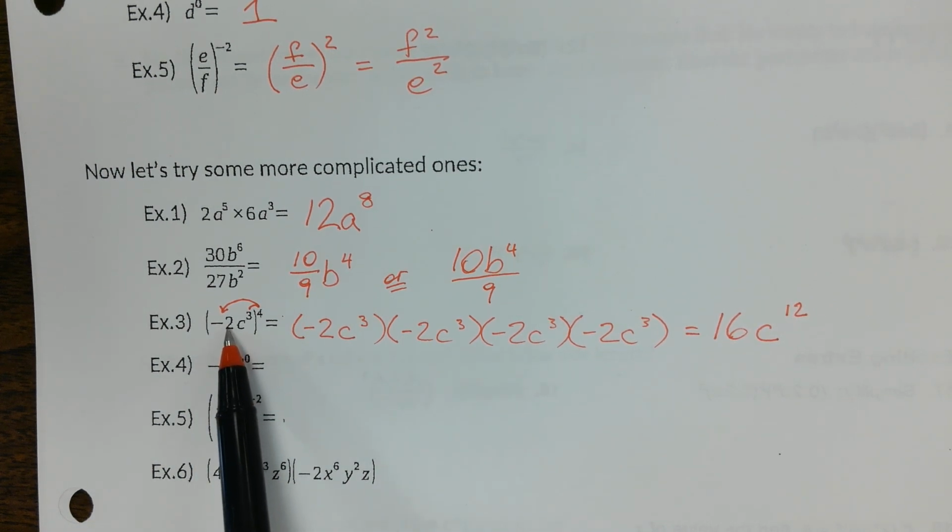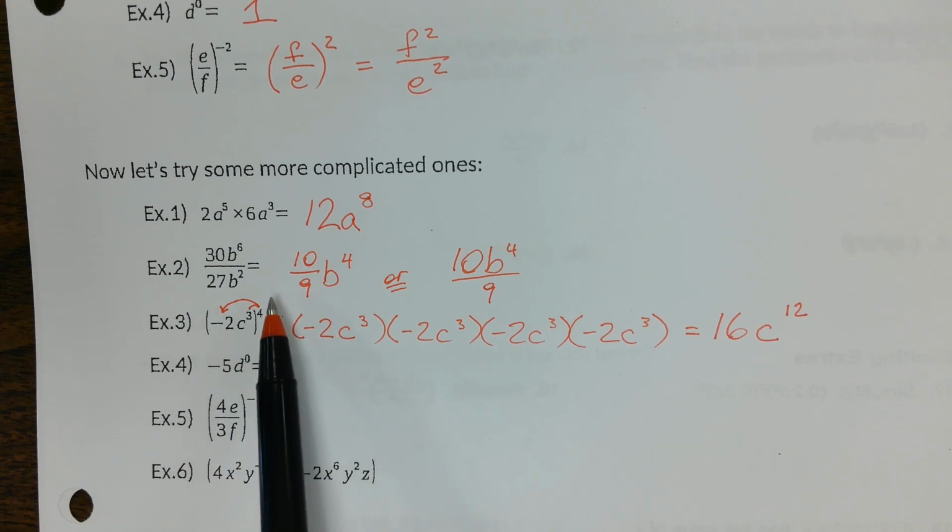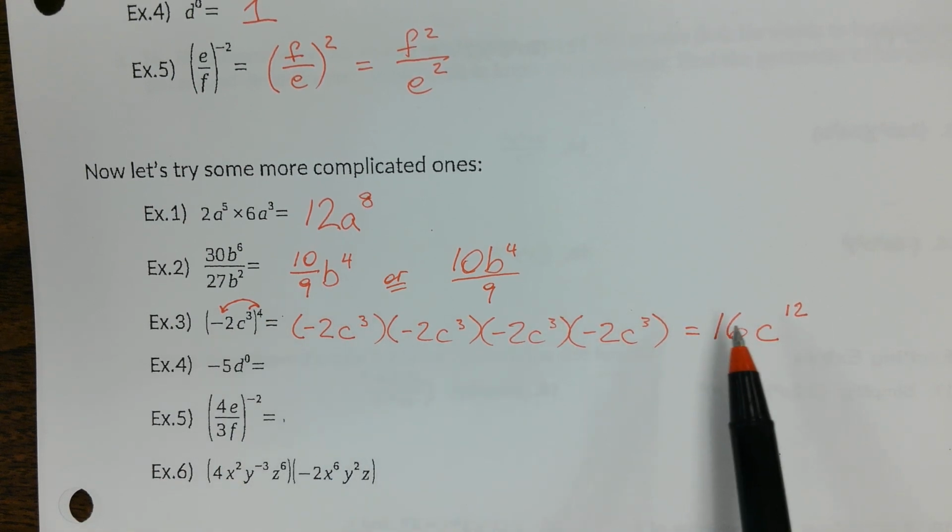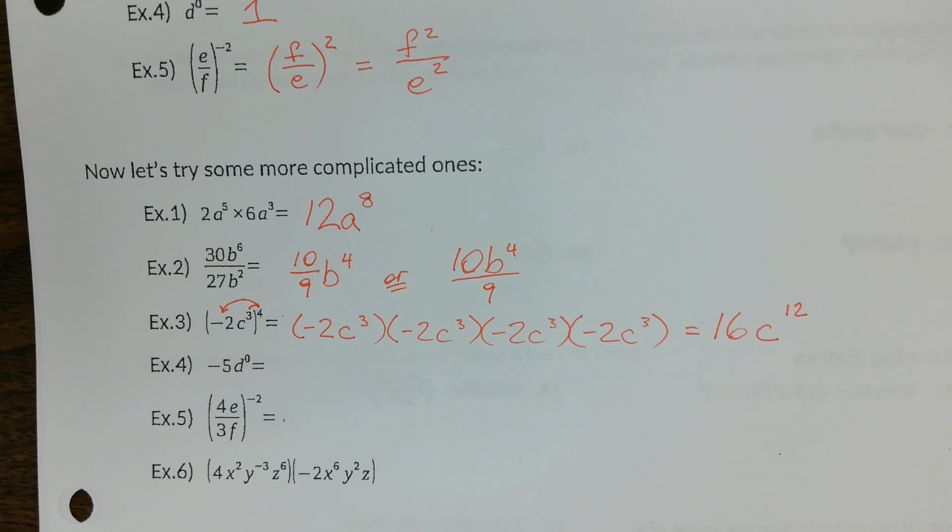Alternatively, you can do this on your calculator. -2 in brackets, raise to exponent 4, and you'll get 16 as well.